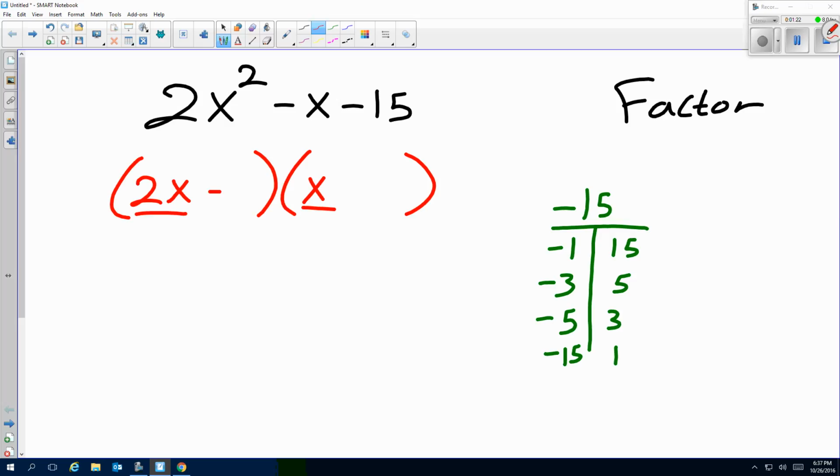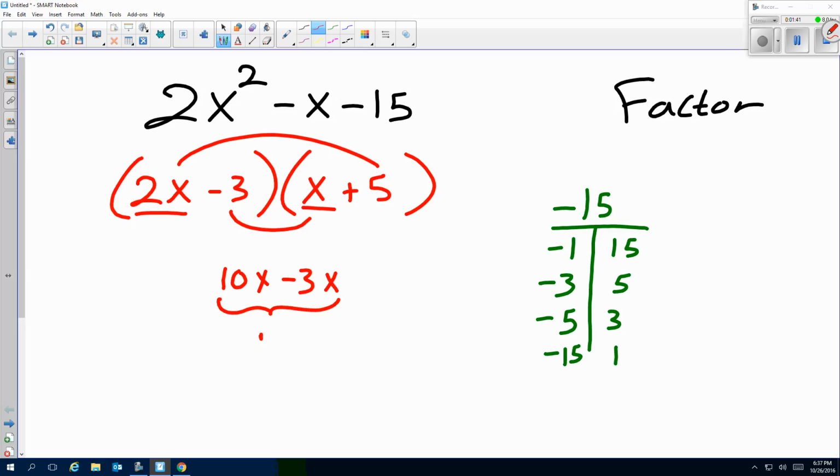Hopefully you probably tried maybe a negative 3 and a positive 5, and then you did a little bit of guess and check. 2 times 5 gave me 10x, and negative 3 times x gave me negative 3x, which when we combined gave me positive 7x. Is that what we wanted? No, of course it wasn't.